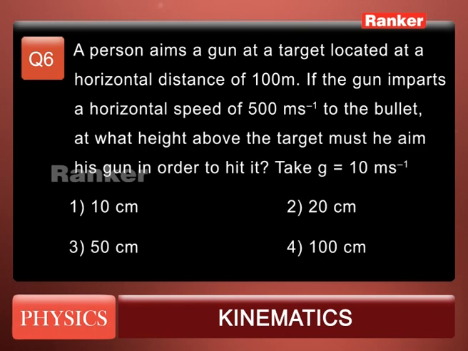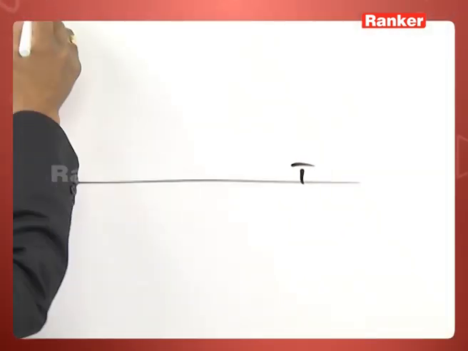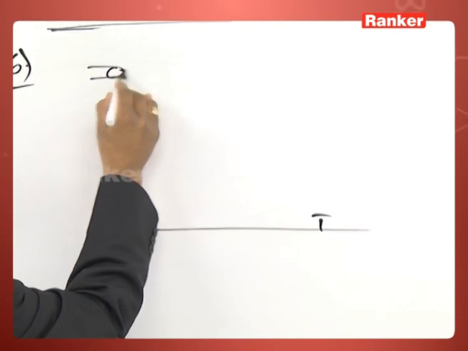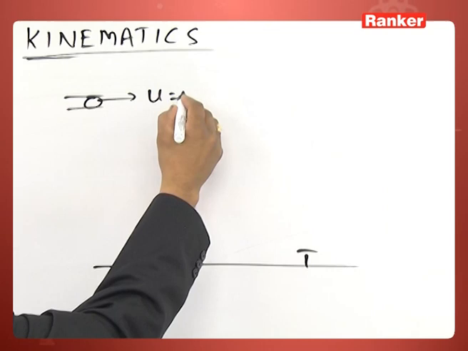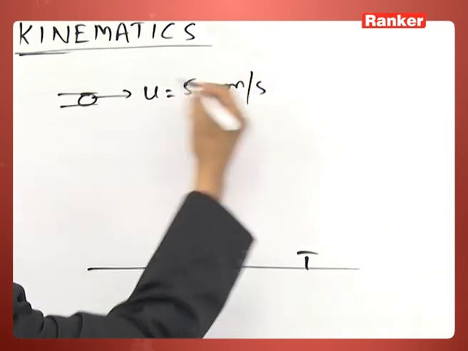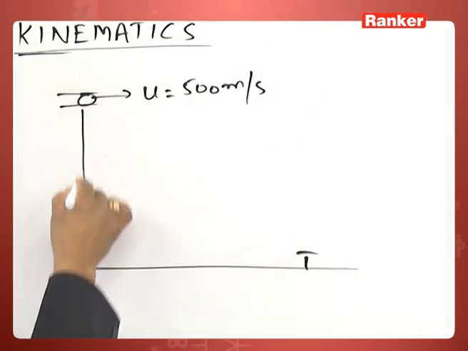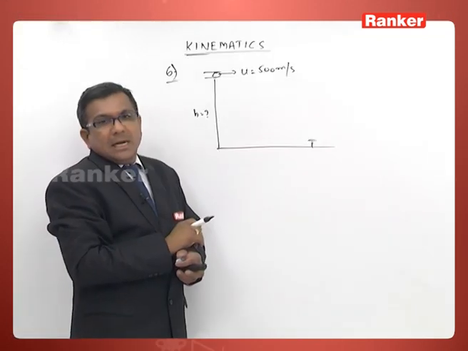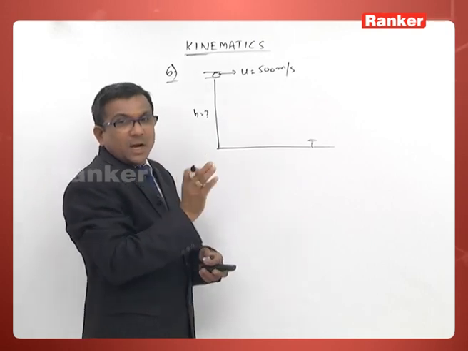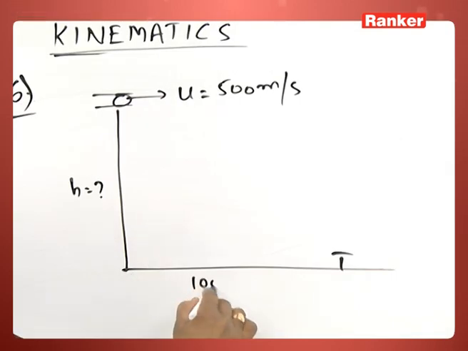See, in this problem there is a target and a gun is fired, the bullet has to hit the target. Height you have to calculate. Let us see, there is a target T and the gun is positioned somewhere here and the bullet is fired from the gun with a velocity. What is that velocity given? 500 meters per second given. So it is a horizontal projectile problem and it should be at what height above the ground so that it hits the target? And the target is at what distance? 100 meters away given. From here 100 meters away.